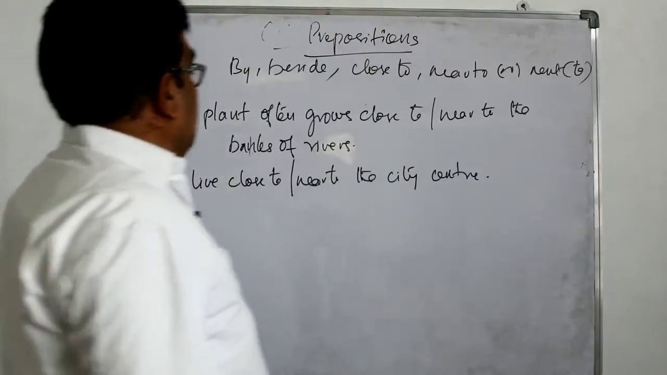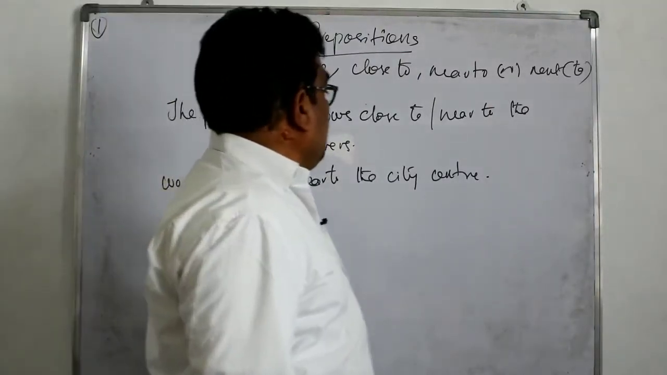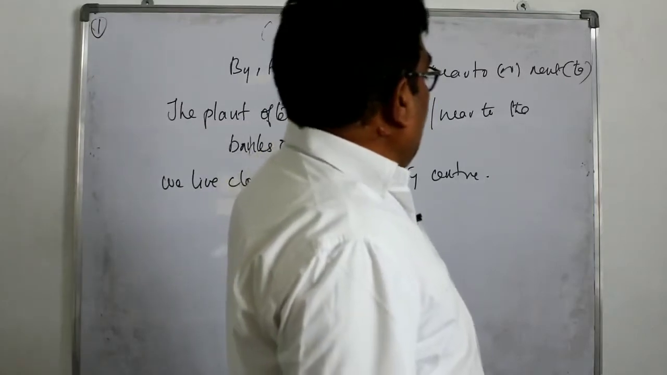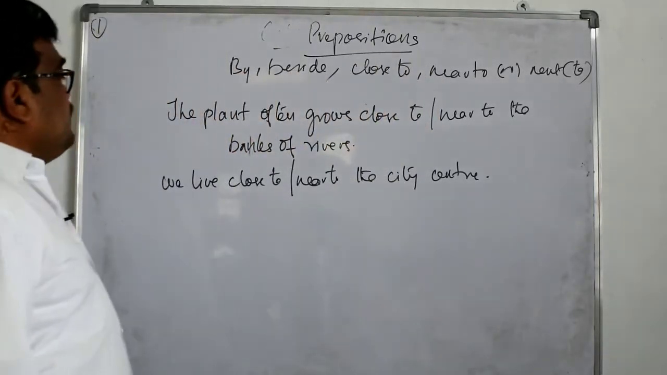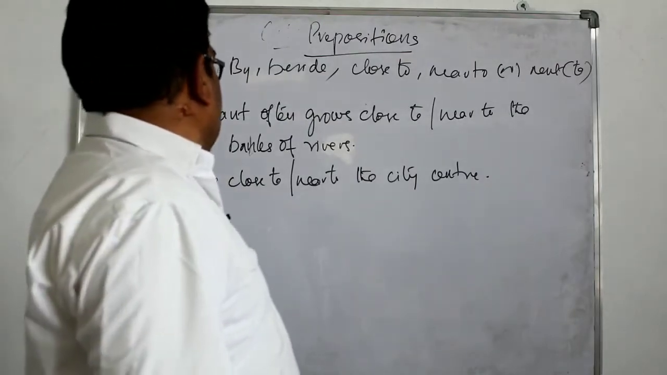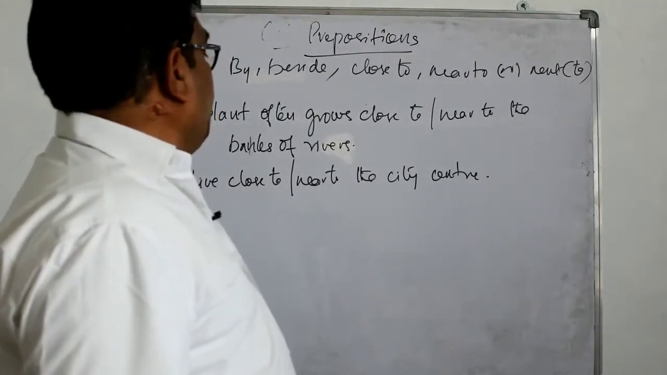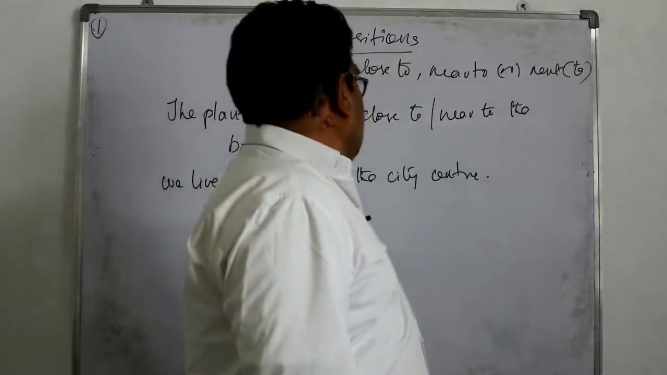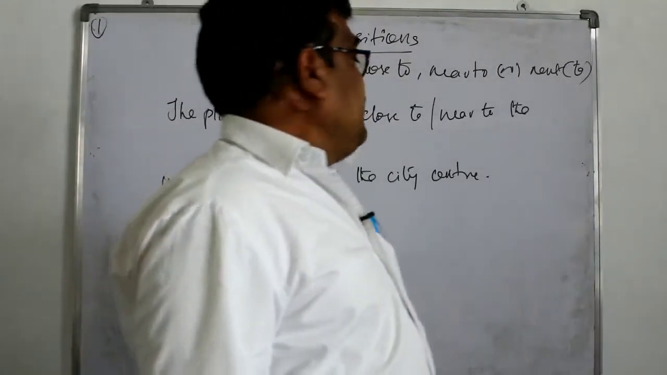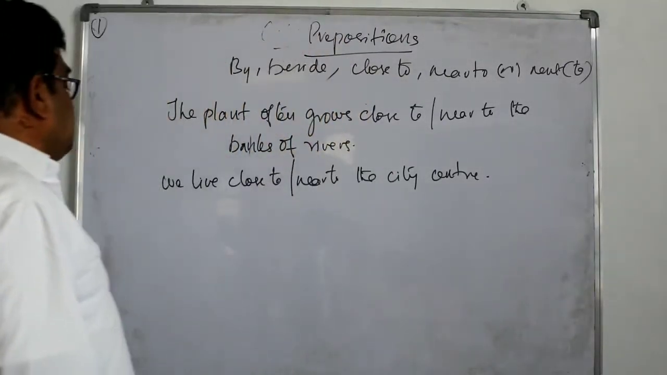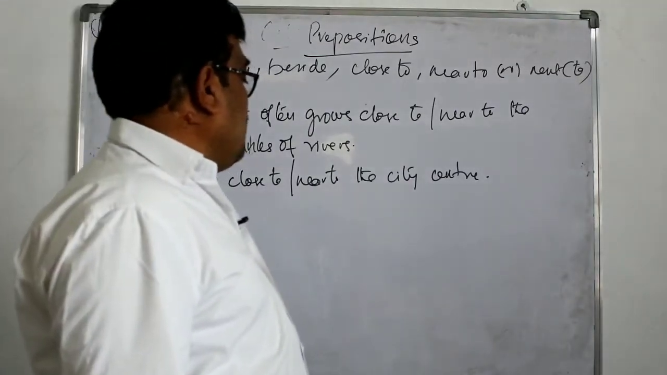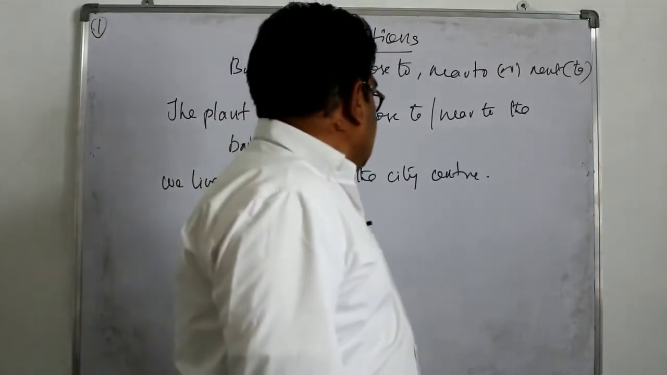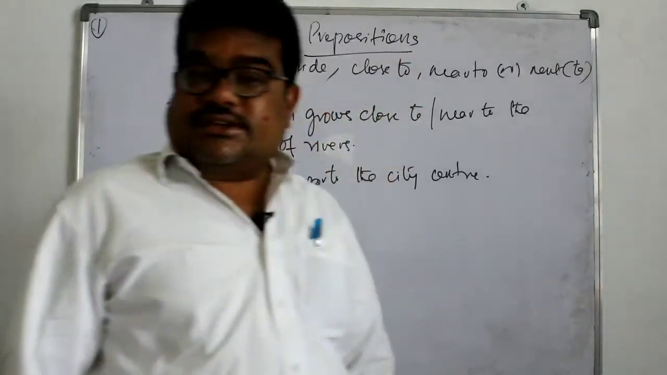Number one, the plant often grows close to or near to the banks of rivers. Another example, we live close to or near to the city center.